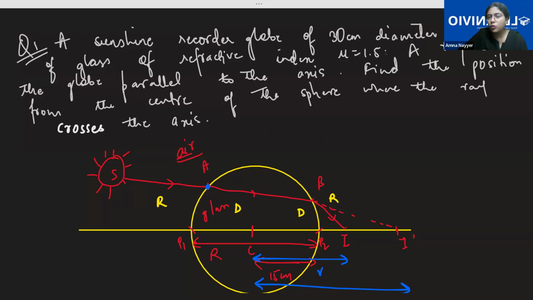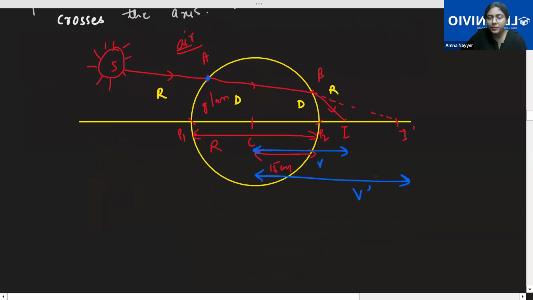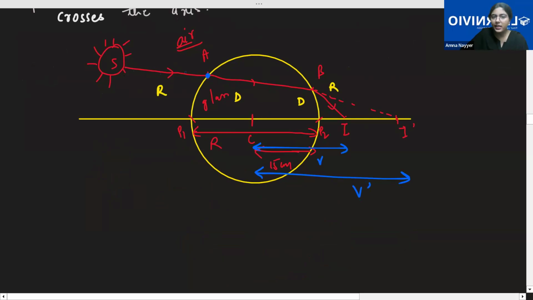A sunshine recorder globe of 30 centimeter in diameter is made of glass of refractive index 1.5. A ray enters parallel to the axis. We have to find out the position where the ray crosses the axis. Basically what happens, this ray of light is coming.